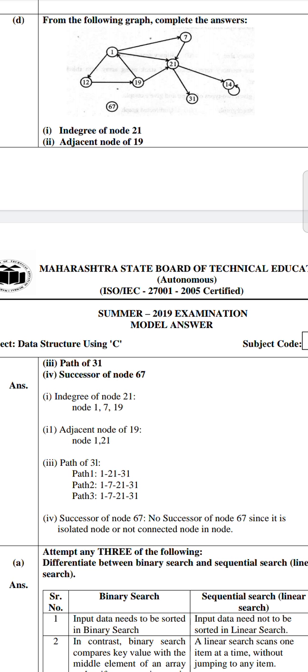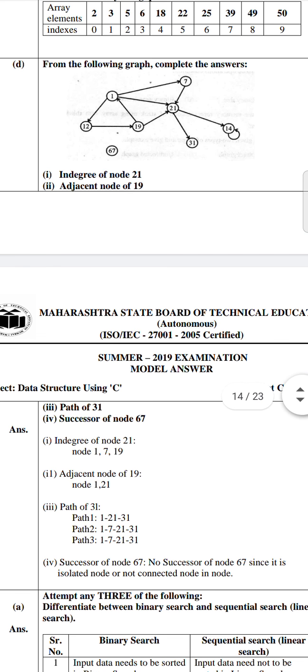If you find the in degree of a particular node, you have to find out the number of edges incoming to that node. If you want to find out the out degree of a particular node, then the number of edges coming out of that node. And if you want to find the adjacent node of a particular node, then what is the logic? From a given node, from which nodes you can traverse, or up to which nodes you can traverse. So here in this case they have asked what is the adjacent node of 19.